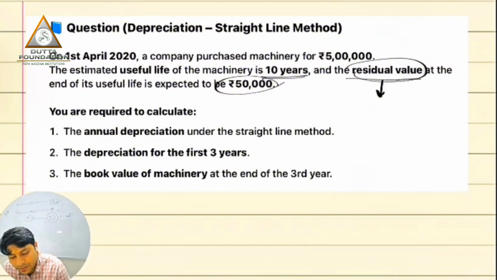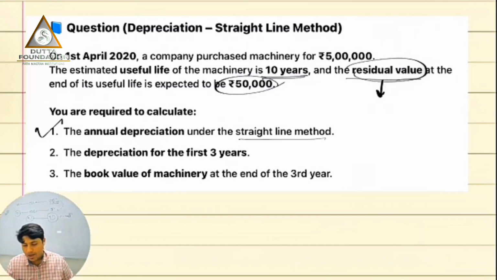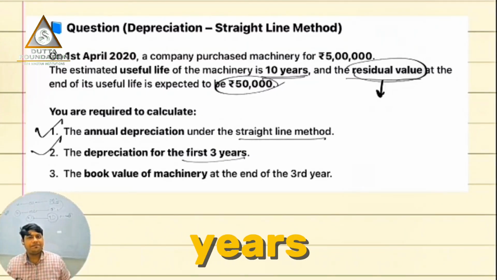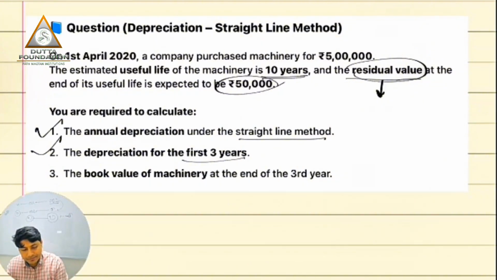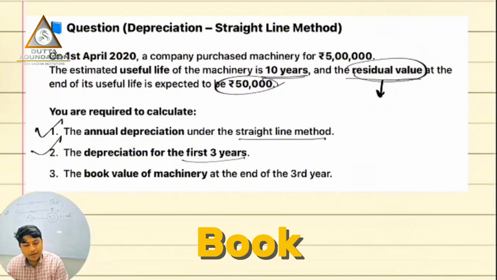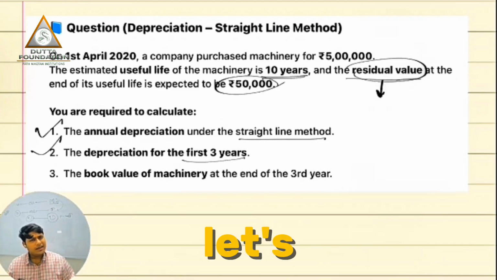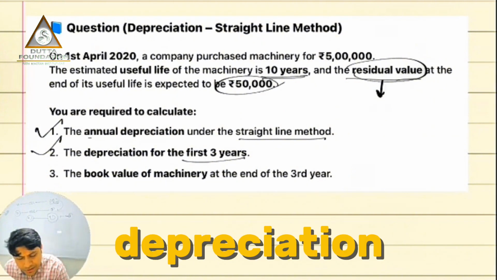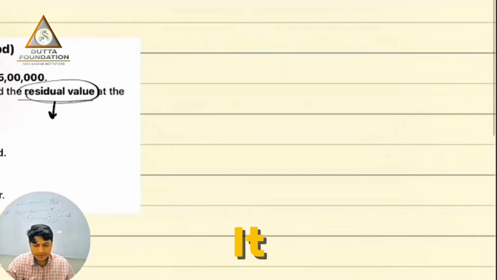Now the question is: first, you need to calculate the annual depreciation under the straight line method. Second, you need to calculate the depreciation for the first 3 years. And third, you need to calculate the book value of the machinery at the end of the third year. Let's do it in a simple way. The first, calculate the annual depreciation. We already talked about the formula, so we can solve it here.